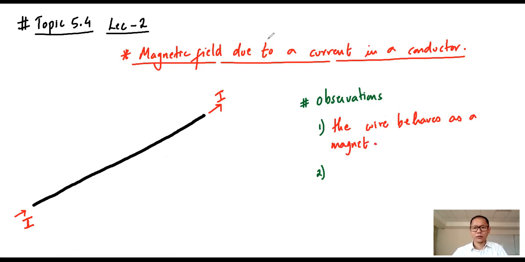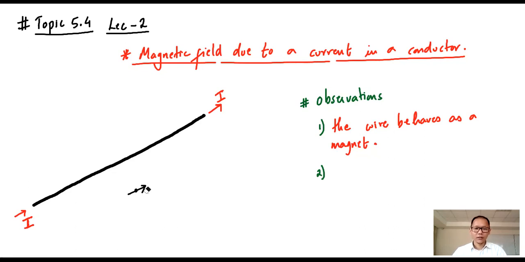How do we know that? Because when we put a magnetic needle here, maybe the needle is somewhere here like this. If you put a magnetic needle, it deflects. Okay, there is some force experienced by this needle. So we can say that there is a magnetic field.